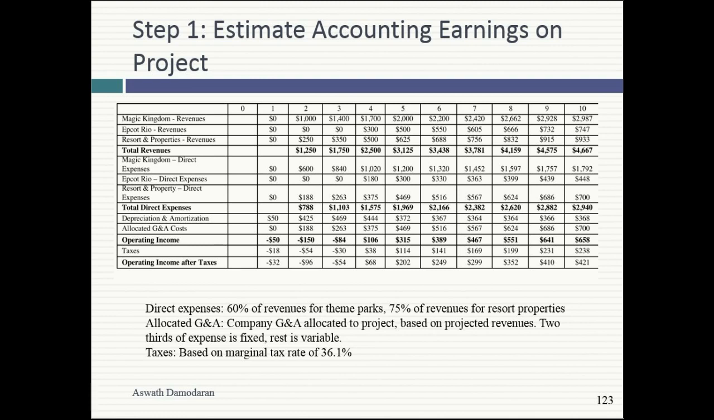Couple of things I want to add about this. One is that allocated G&A that you saw. 2/3 of the G&A have nothing to do with this project. It's Bob Iger's bonus. And guess what? He's not going to take a lesser bonus if you reject this project. File that away. We're going to come back and deal with it. Accountants don't care about it, but we might in decision making. And the tax rate is based on the 36.1%.